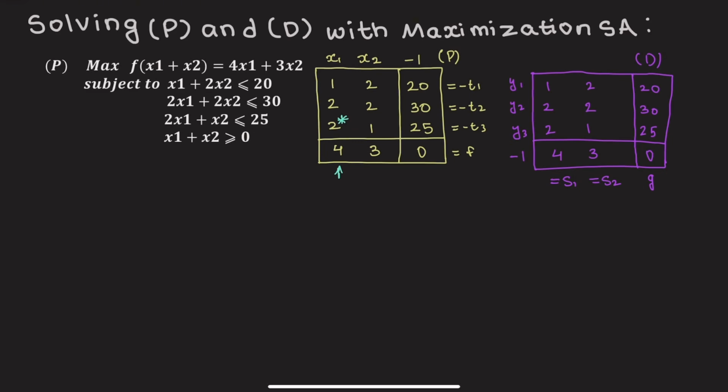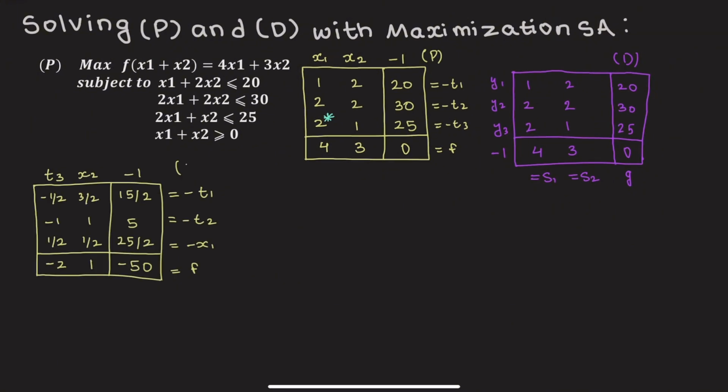And the process we used in the previous video, the same will be used here to find the next tableau. So this is the tableau we got after our first iteration. Now we still have a positive here, so we have to choose another pivot by the minimum ratio. So this will be our next pivot, and we'll do the same process.